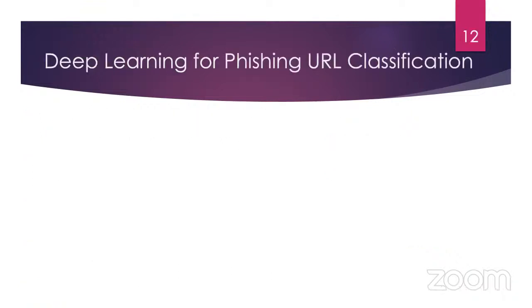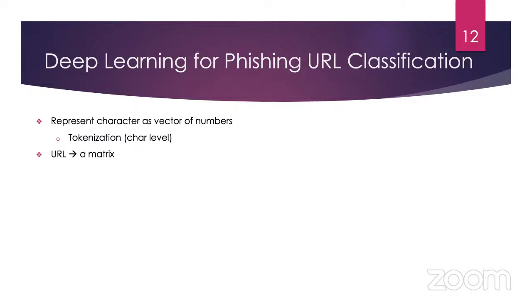That led researchers to look at deep learning as a way to solve this problem. In deep learning, you convert the characters into vectors of numbers. We do tokenization at character level, so each character becomes a vector of numbers, and therefore your URL becomes a matrix, with a predetermined URL length, right? You need to fix the URL length to be 100 or 150 or 200. That's all you will process.